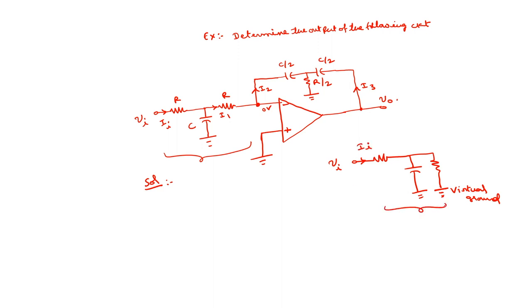So you can take the total impedance as Z. Z is nothing but these two in parallel, in series with this. This is equal to R plus R in parallel with C, which in the S domain is 1 by SC. So this is equal to R plus R into 1 by SC divided by R plus 1 by SC. The SC will get cancelled, so we get R plus R by 1 plus SRC.